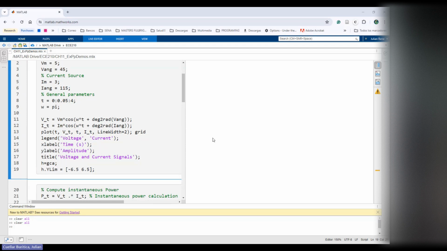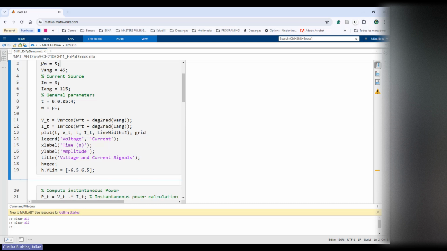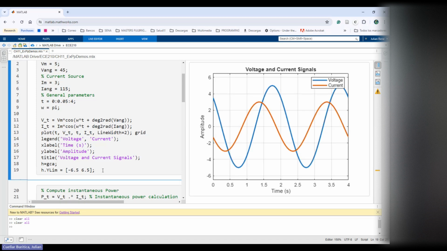Okay, now we are looking at MATLAB. And in this example, what I want to illustrate is how it looks in terms of the time domain signals. We have our amplitude here for voltage, an angle for the voltage, 45 degrees, same for the current, 3 amps, an angle of 115. And when we plot that signal, this is what we are going to get. We can see a voltage signal and a current signal, and they both have a different phase angle.